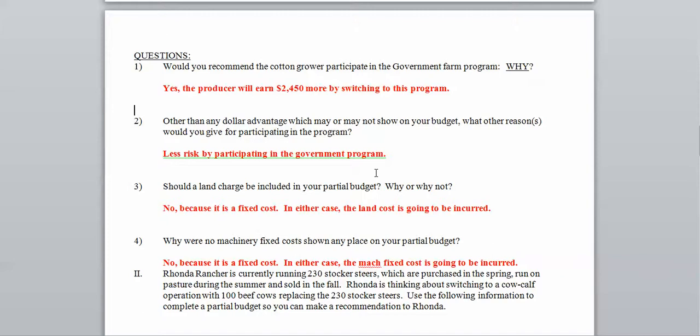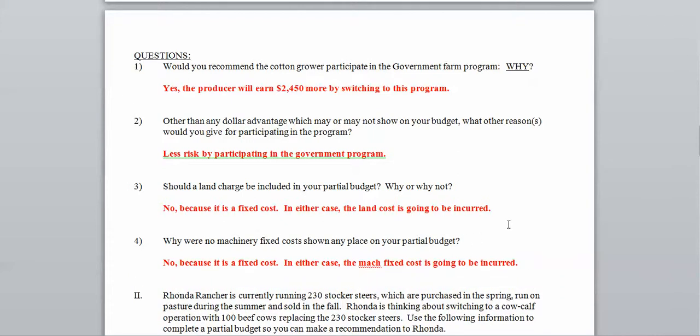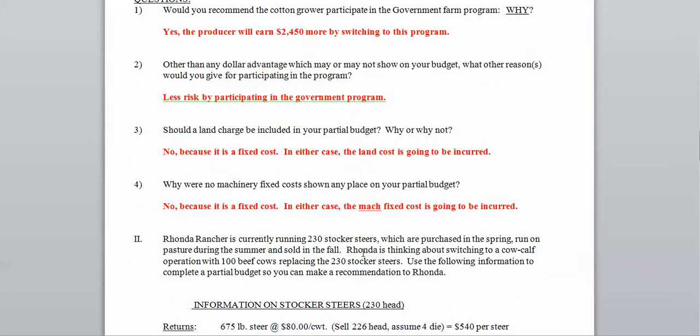Question 3. Should a land charge be included in the budget? Why or why not? No, it shouldn't. Land's a fixed cost. So either way, whether we participate in this program or not, we still incur the cost. It's neither a plus nor a minus to either side because we're going to have the cost no matter what.